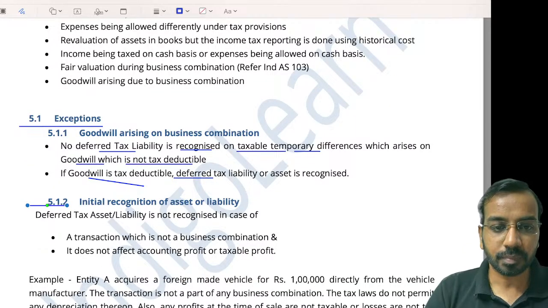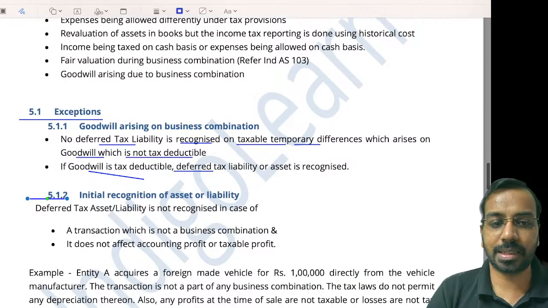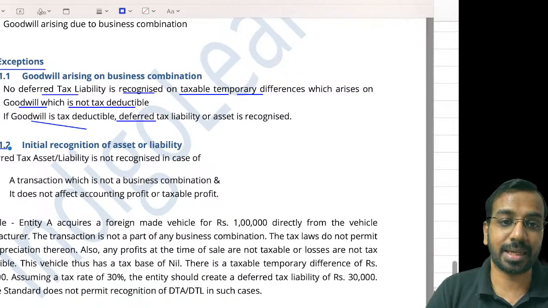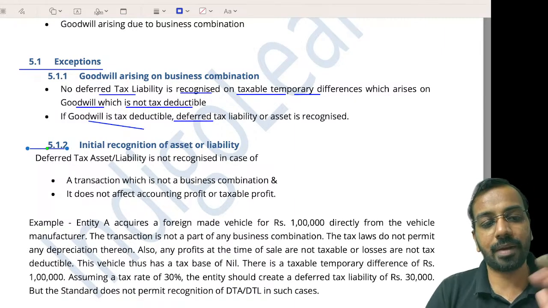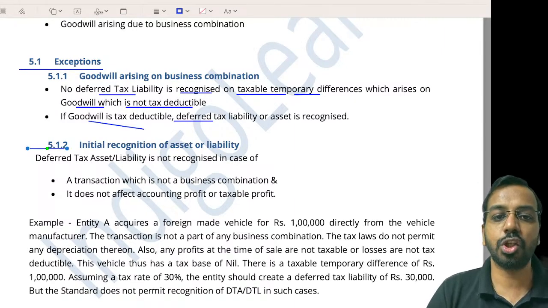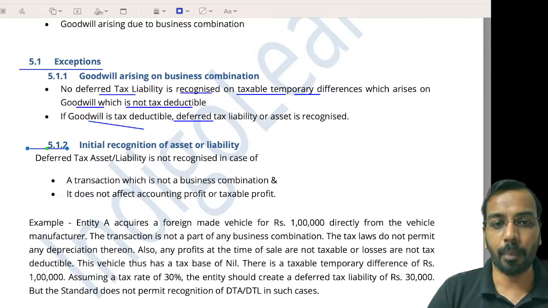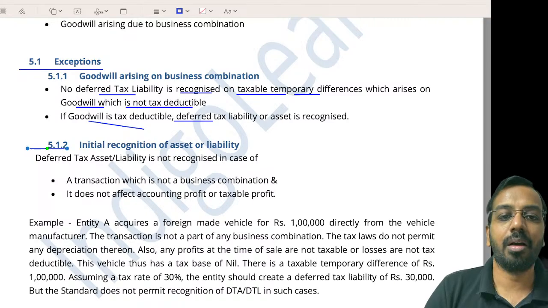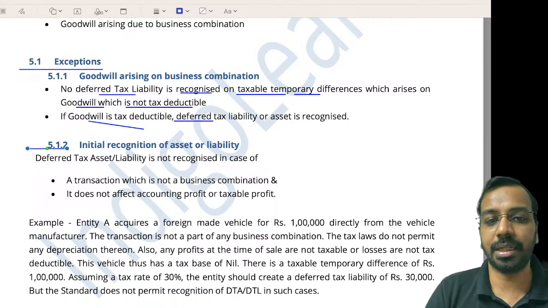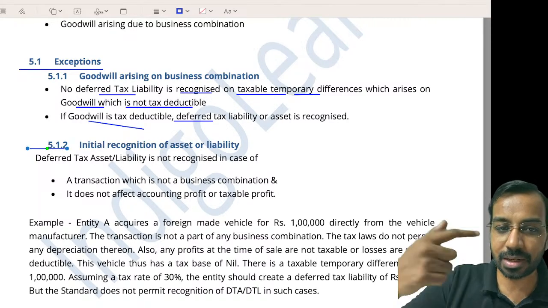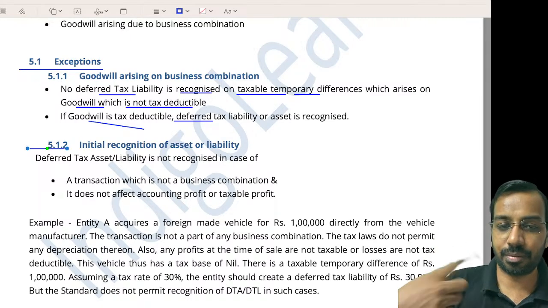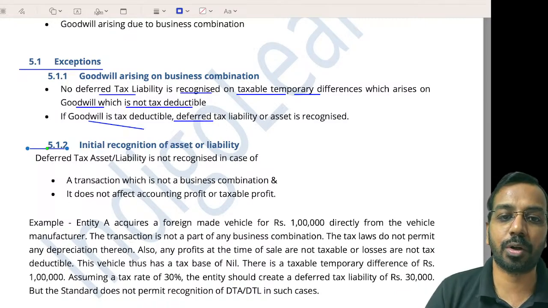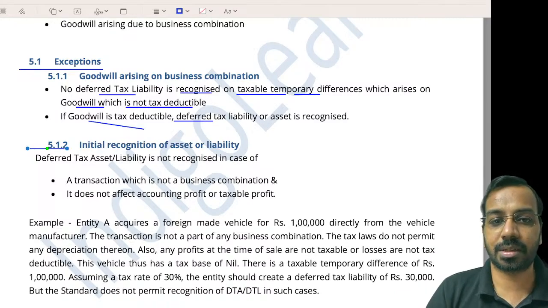So, what is the second part? Second exception. So this is the exception, means you will not recognize DTL in these cases. Normally, whenever there is a taxable temporary difference, you will recognize DTL, but if it is goodwill which is not tax deductible, for that you will not recognize DTL. The reason is, it will result in a vicious cycle. DTL liability increases, then again goodwill increases, so it will not be feasible to have it, right? That is the first exception.